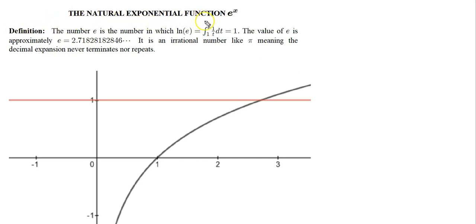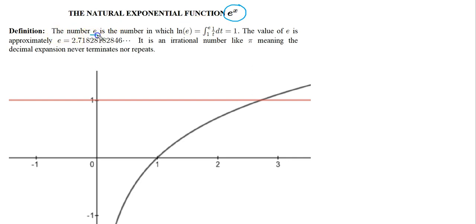In this lesson, we're going to look at the inverse of the natural logarithm function, and as we'll soon see, it turns out that the inverse of the natural logarithm is this function e to the x power, where e is a special constant that we're going to define right now. So here's our definition for that number e.